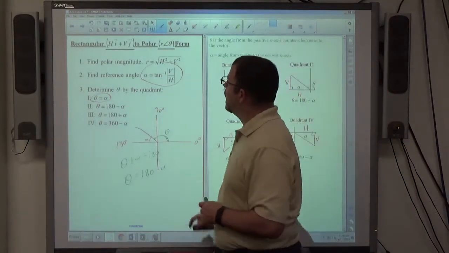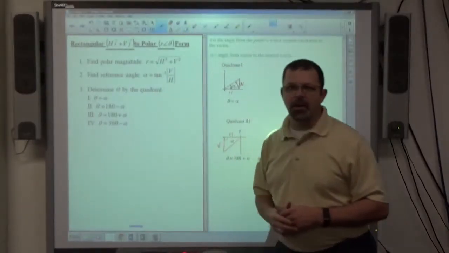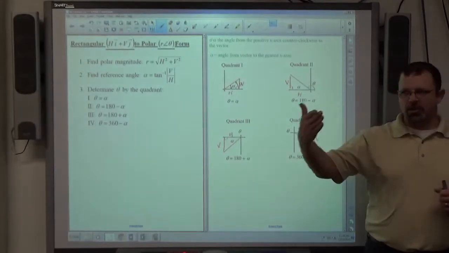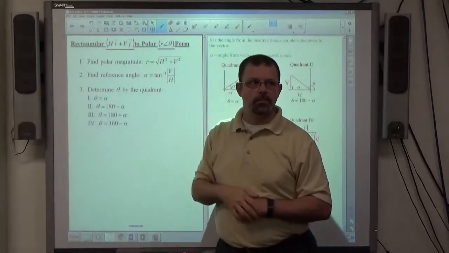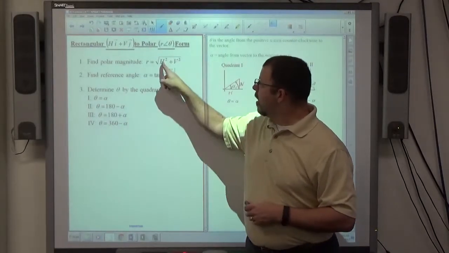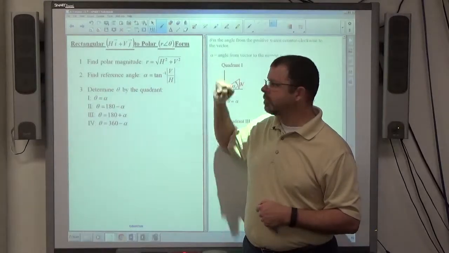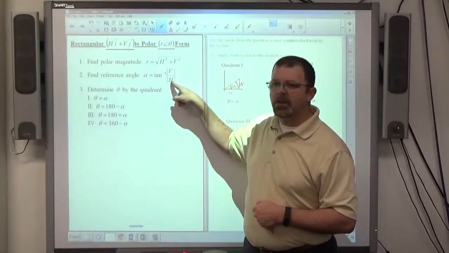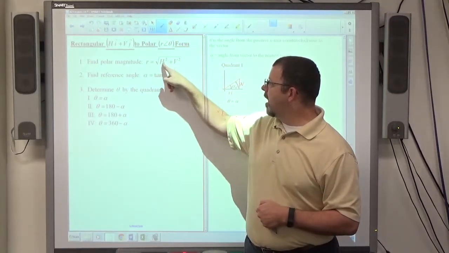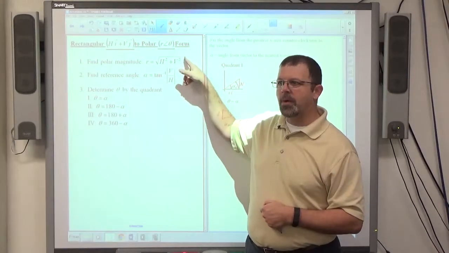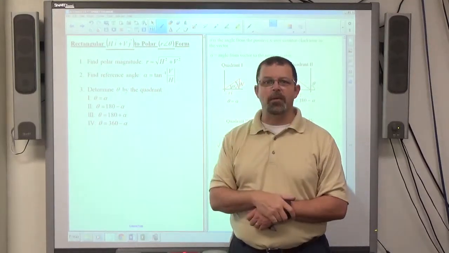So basically the technique of changing from rectangular to polar form is this. Step 1, identify H and V. H is the x-coordinate, V is the y-coordinate of the rectangular form. Then R is the square root of the squares added together, basically the Pythagorean theorem. Then alpha is the inverse tangent of V over H, positive V over H, absolute value. H squared and V squared are positive. So step 1, everything's positive. Step 2, everything's positive. Step 3, determine theta by whatever quadrant you're in.